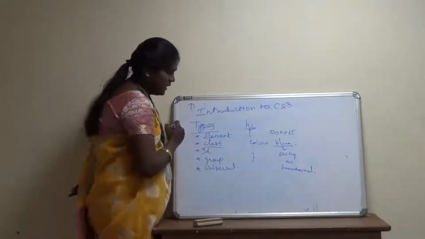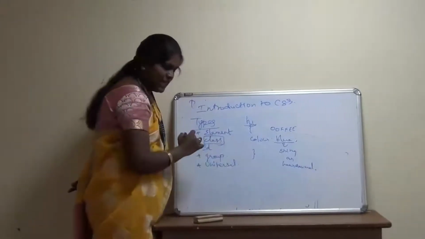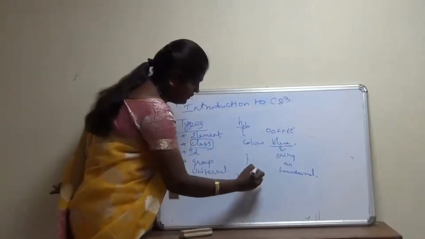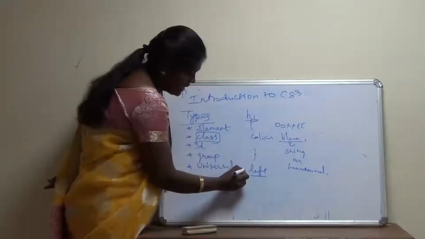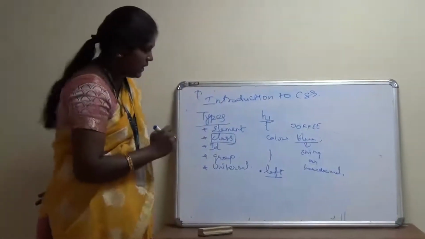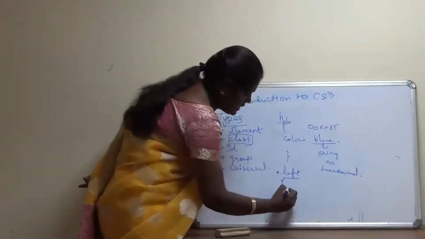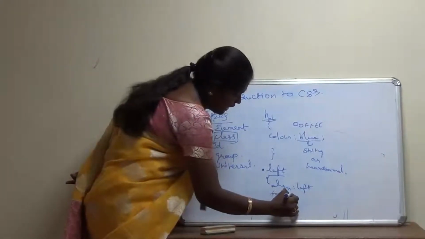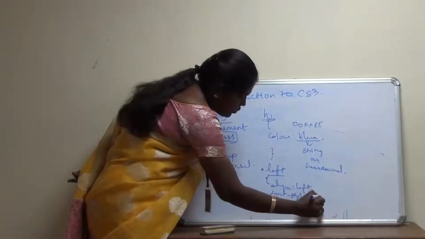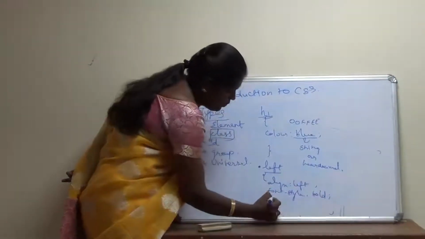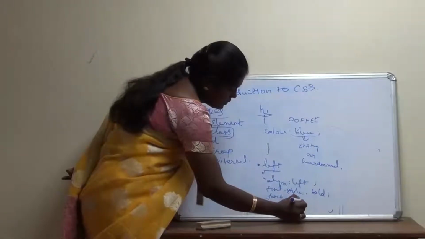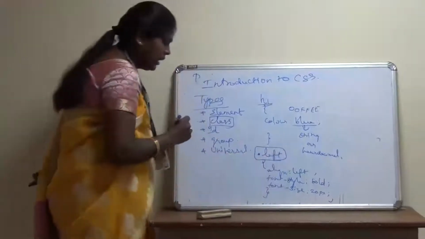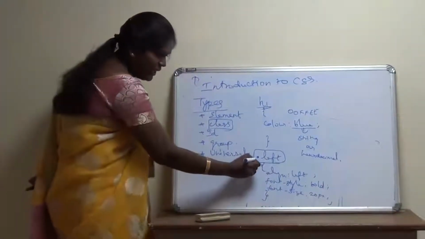Then the class selector. The class selector is used once I have designed a class of styles. For example, I am using left. This is my class name. All class selectors are preceded by the dot symbol. I am going to apply the styles: the alignment is left, the font style is bold, and the font size is 20 pixels. I can use this class selector in my HTML program wherever I need this same style.